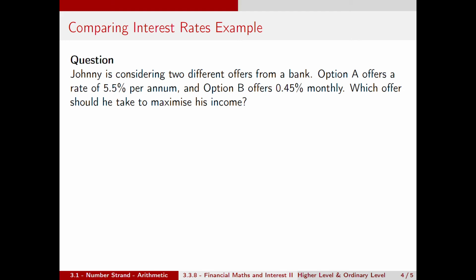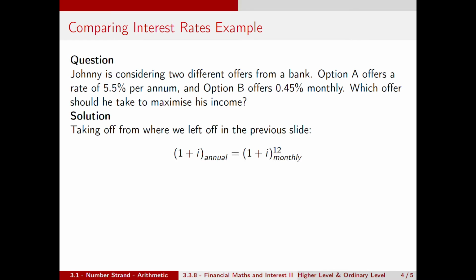So let's look at an example of this. Johnny is considering two different offers from a bank. Option A offers a rate of 5.5% per annum, and option B offers 0.45% monthly. Which offer should he take to maximize his income? If we take off from where we left at the previous slide, we had that 1 plus i annual is equal to (1 plus i monthly) to the power of 12.